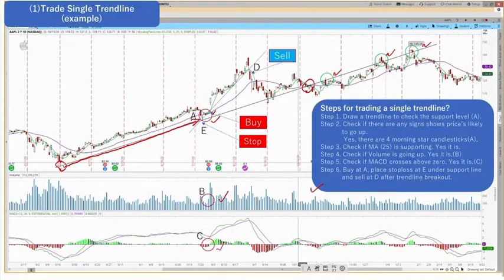And then we'll use a trend line to find out the place we'll exit this trade. So you can see D is the place we are going to sell. You can see this is the trend line, and this is the breakout of the trend line. And this is the best chance for us to sell.